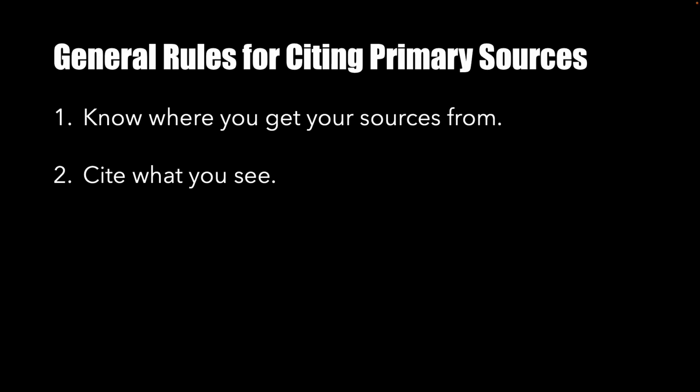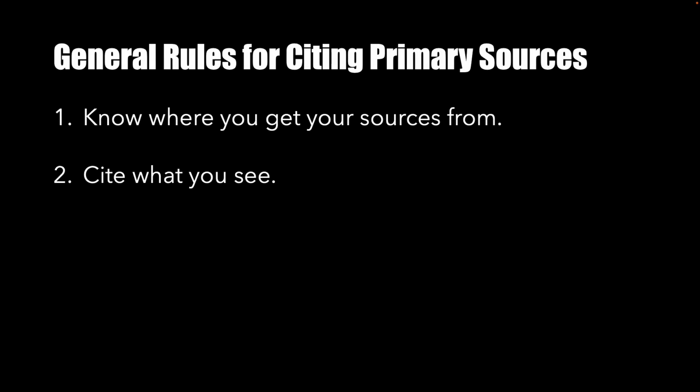Second, cite what you see. This is probably the most important rule that I can give you right now. It basically just means that you are going to cite whatever version of the primary source that you actually have access to. What you can't do is cite something that makes it seem like you accessed a primary source in a way that you didn't.